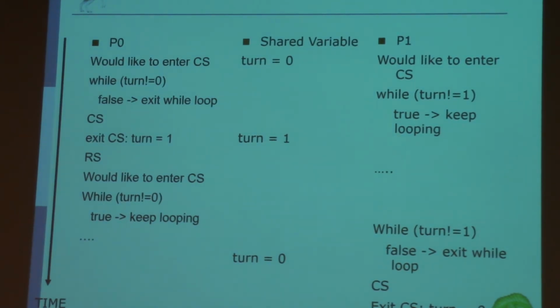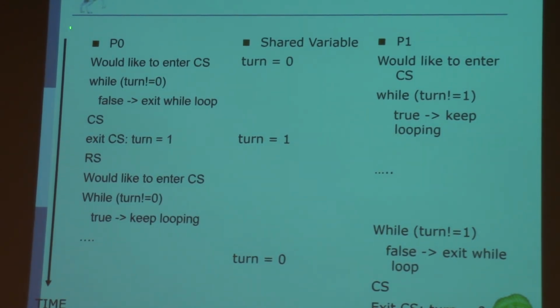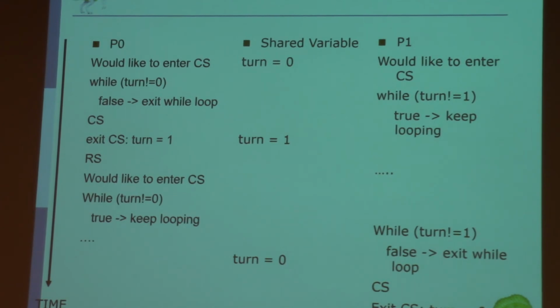Later you can understand that this is the timeline, from this time. So time goes by. Then this is the shared data. This is the explanation of process 0, and this is process 1. So you can understand how algorithm 1 is working. Any question?